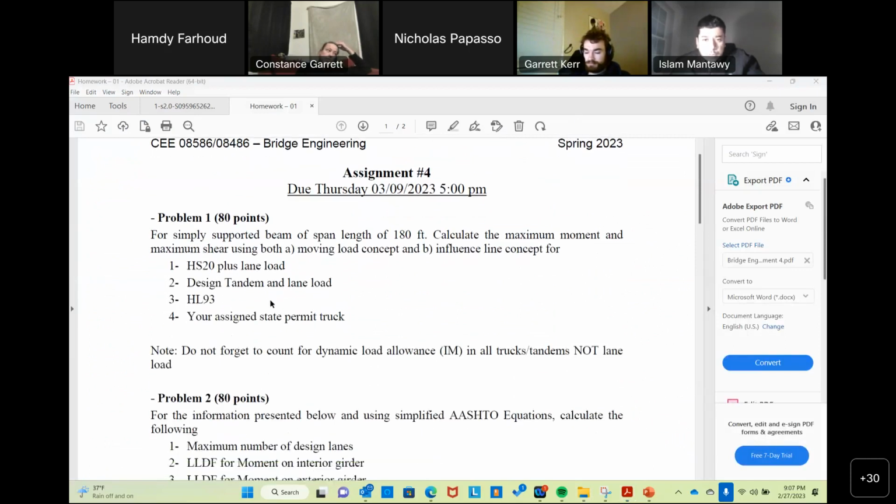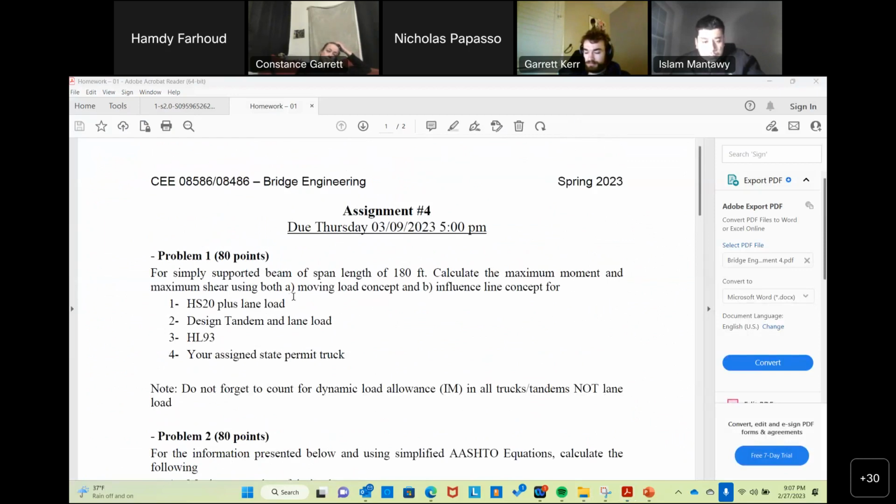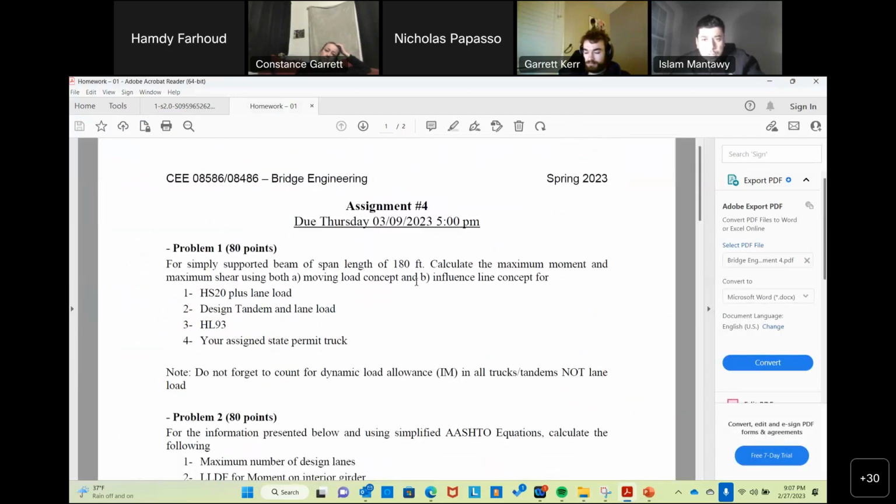The first problem is similar to what we solved in class last week. We have a span and we need to calculate maximum moment and shear using the moving load and influence line concept for HS20, for the design tandem, and for your state permit truck.